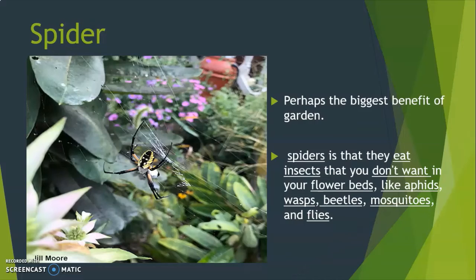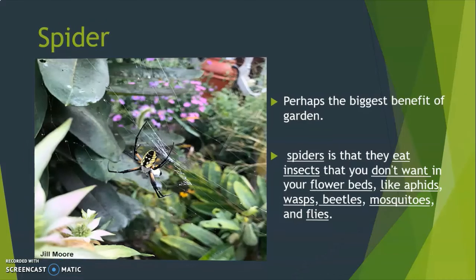So the dragonflies eliminate mosquitoes and other insects. And these are insects that you don't want in your garden, that can harm your garden, so the spider will eliminate them and eat them. All right, so that is the purpose of the spider in your garden.